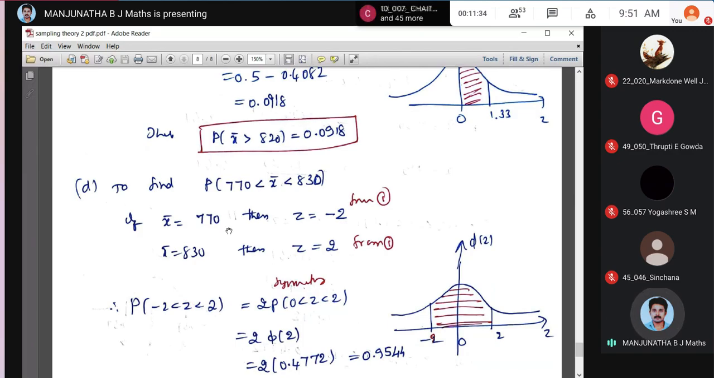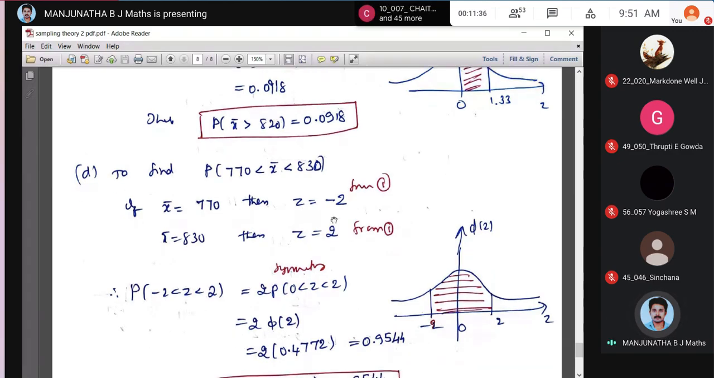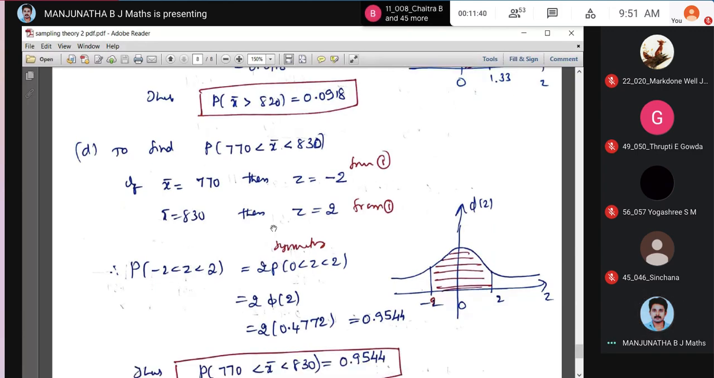If x bar is 770, then z equals minus 2. If x bar is 830, then z equals 2. Therefore, we have to find the area between minus 2 and 2. So this is the required area. Again, by symmetry, the area lies between 0 to 2 and minus 2 to 0. We can write it as 2 times the probability of 0 less than z less than 2.